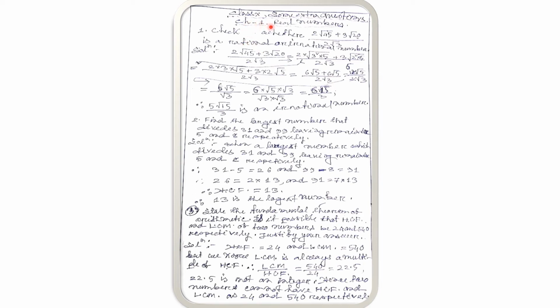Yes, then students, so today I'll do some extra questions. Chapter 1, real numbers. Now, question number 1: check whether 2 root 45 plus 3 root 20 by 2 root 3 is a rational or irrational number. You are asked to show whether it is a rational or irrational number.